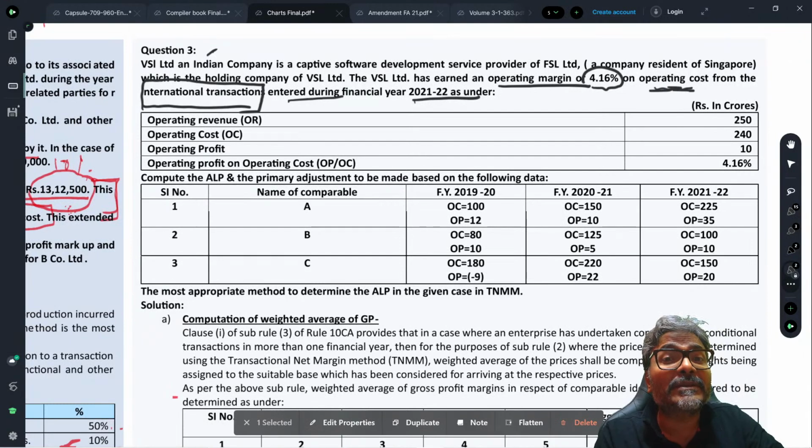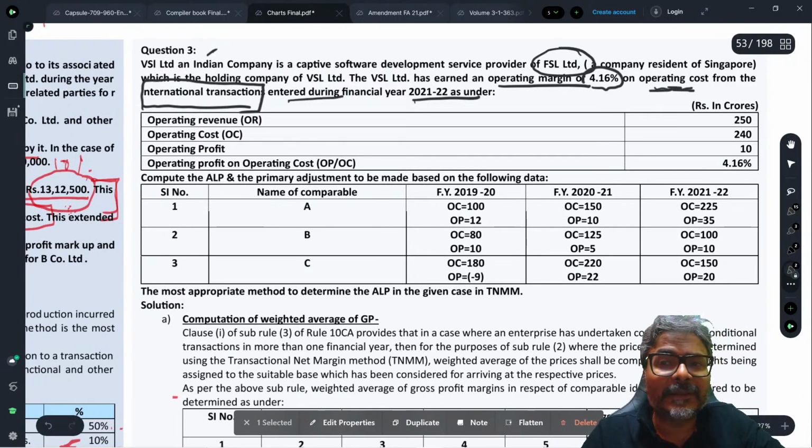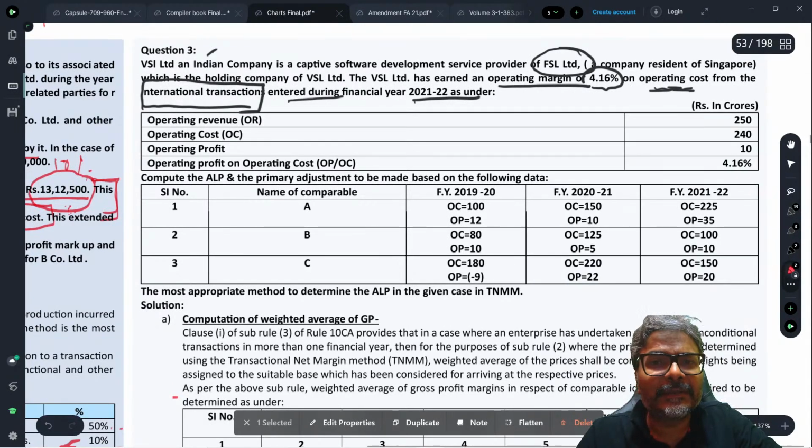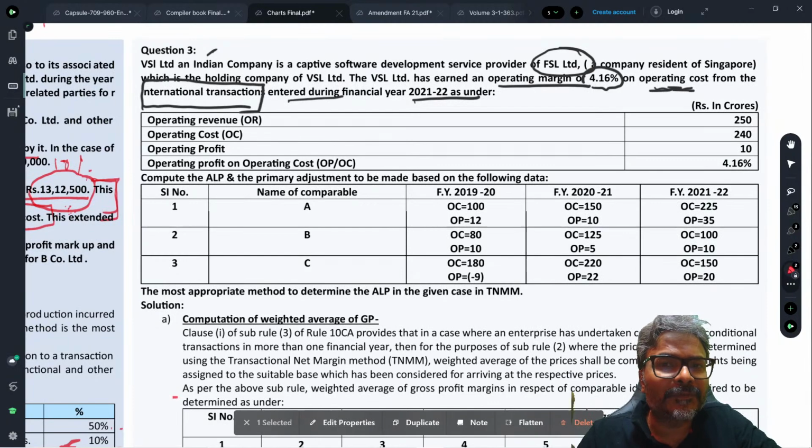So in this case, students, international transaction means transaction with whom? Transaction with their non-resident AE. So with the transaction with the non-resident AE, the margin that they have earned is 4.16% on the cost. You have been given operating revenue, operating cost and the operating profit.